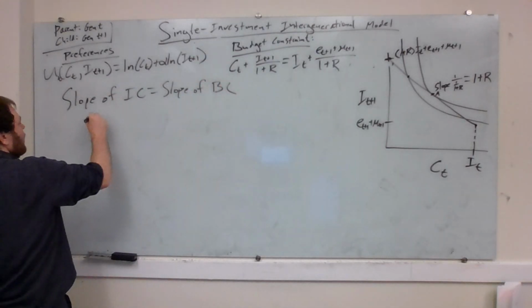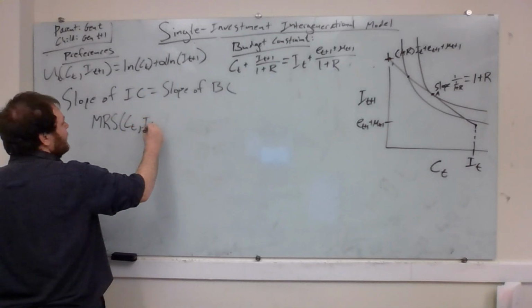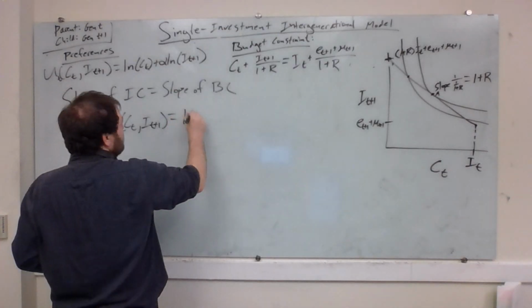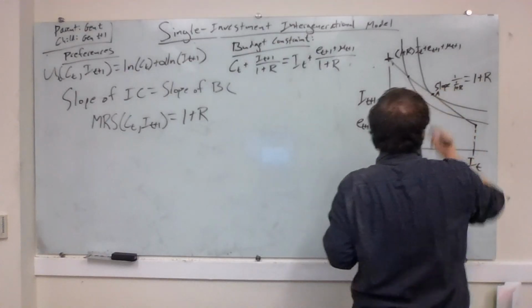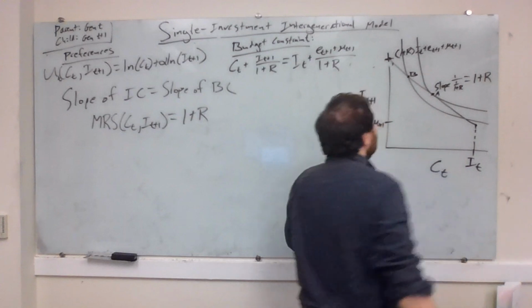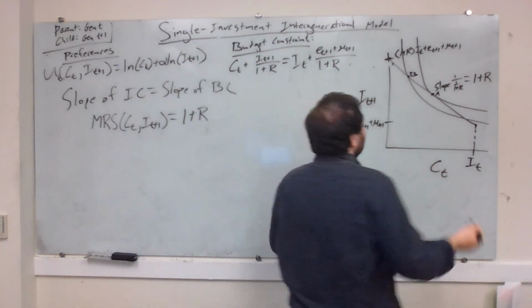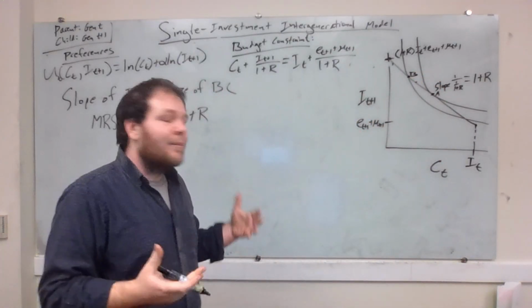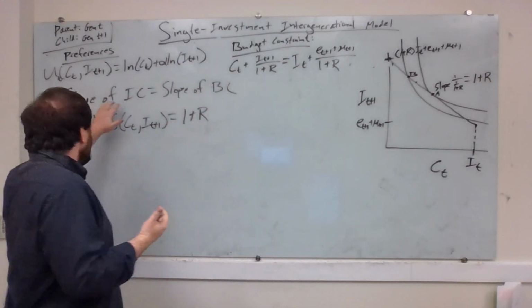Which is going to mean that our MRS, in terms of CT and IT plus 1, has to equal our price ratio, which we said is 1 plus r. And why this has to be true, right? Because if our slope was different, like it is at point B, then that means that our indifference curve must cross our budget constraint, right? If our indifference curve crosses our budget constraint, there's something that's above our indifference curve and on our budget constraint, right? So this is the first thing. The slope of the budget constraint has to equal the slope of the indifference curve.